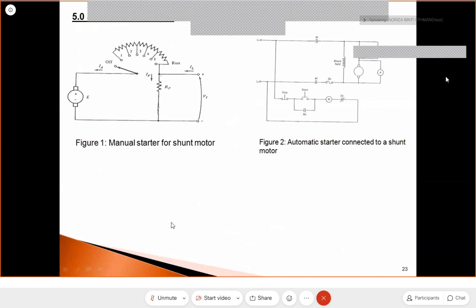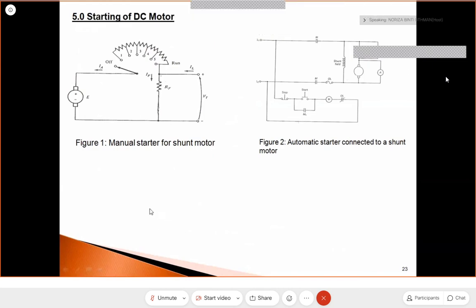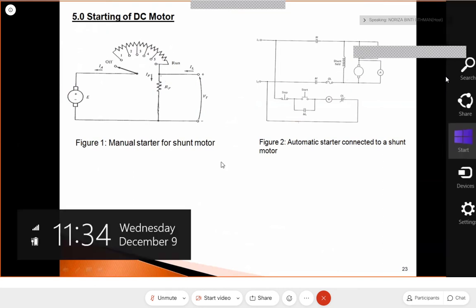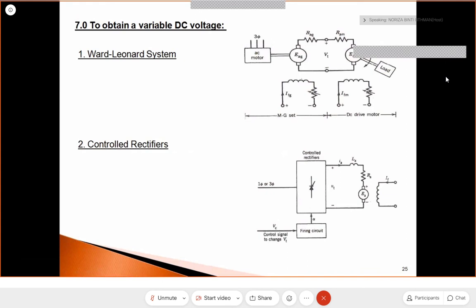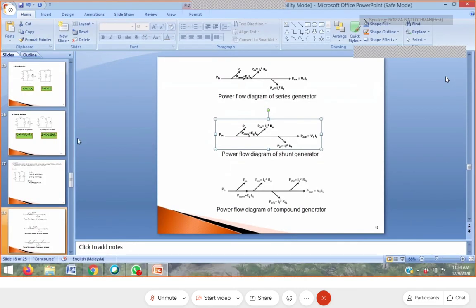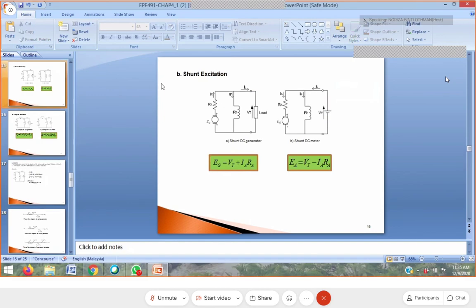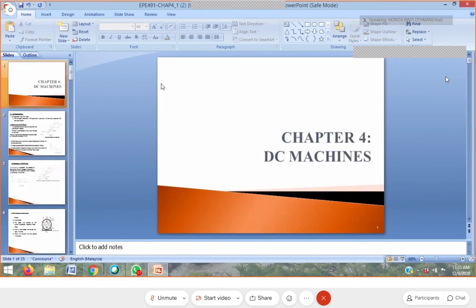Okay, ini starting DC motor. Nak start DC motor. Okay, manual starter for shunt motor and automatic. Ini boleh baca lah, just teori saja. How to start DC motor ni, sebab dia perlukan prime mover untuk start dia. Ni nak control the speed DC motor. Okay, kita ada armature resistance control, field control and terminal voltage control. And then ni to obtain variable DC voltage. Ini semua teori. So nanti kita boleh buat tutorial lah on DC.